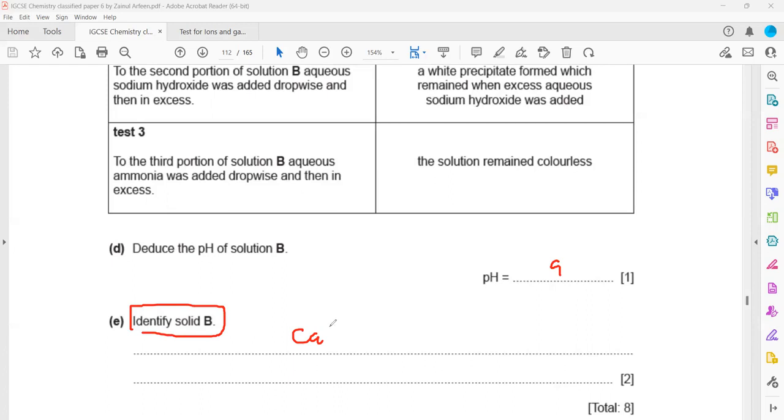So it is calcium hydroxide. If you write it contains calcium ion, hydroxide ion, that is also fine. Or if you write the formula, that's also fine. You can write in words that it is calcium hydroxide.